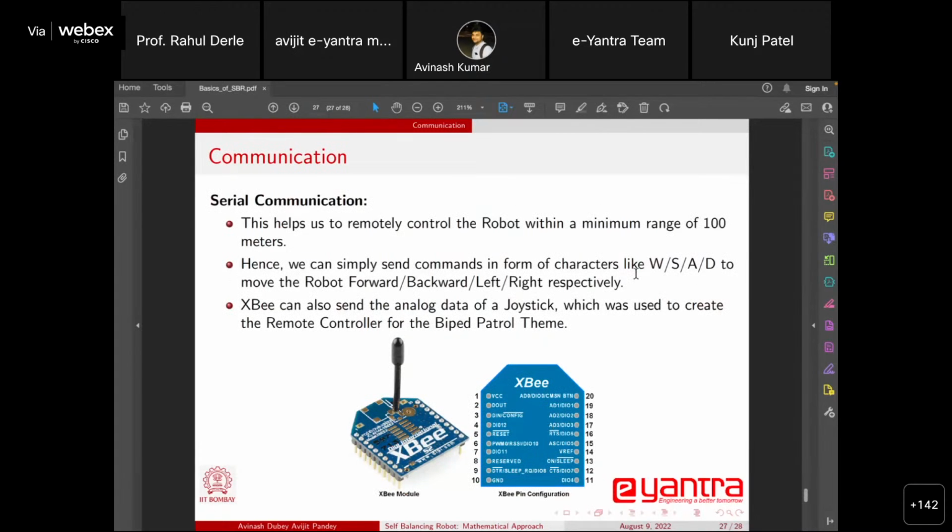If you don't want to have a remote, you can just transmit data on serial communication using keyboards. If you have played games in your childhood, the W, S, A, D keys are used as function keys for forward, backward, left, right. Something similar you can build for your own robot.